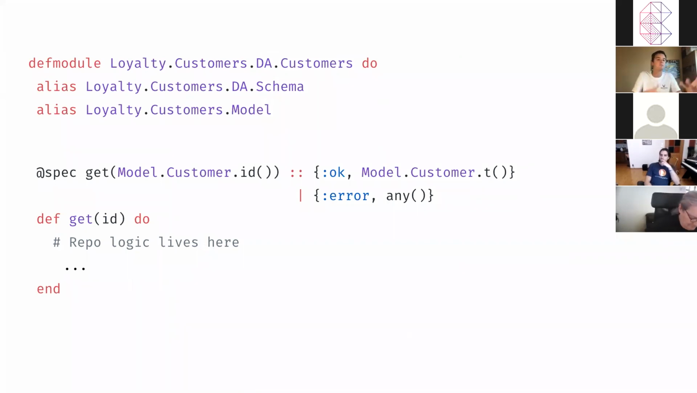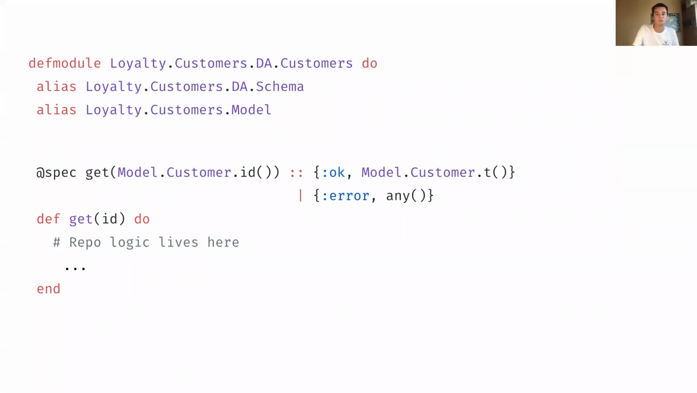So for example, here we have a get function. We get a customer based on the ID. It might be implemented either in pure SQL, Ecto repo calls, calling MongoDB, doesn't really matter. What matters is that this module is fully responsible for talking to the database. So not just fetching, also updating, deleting, creating, everything that requires talking to the database.